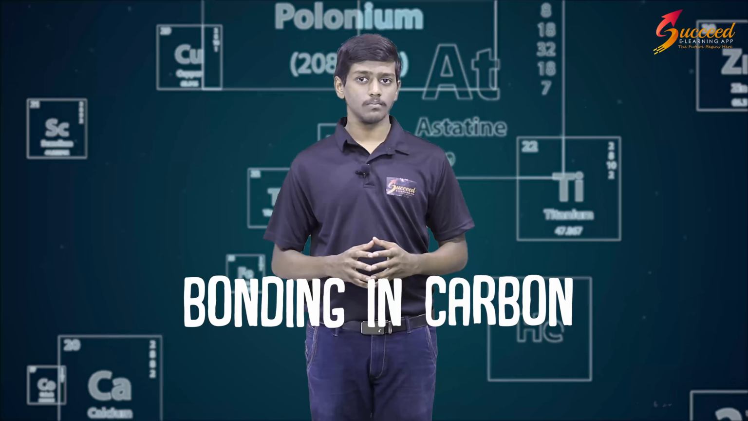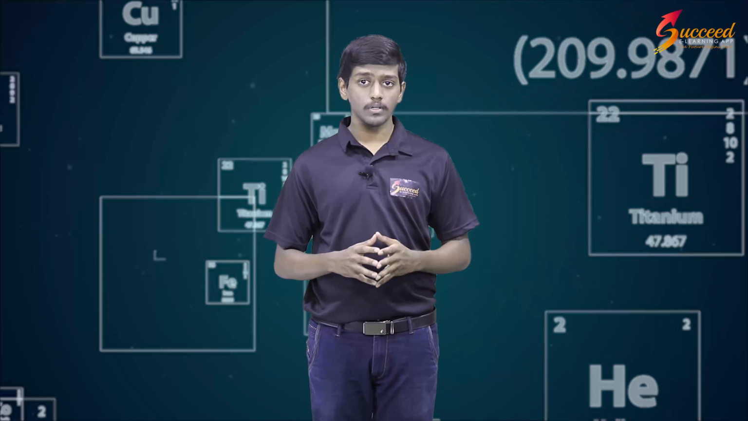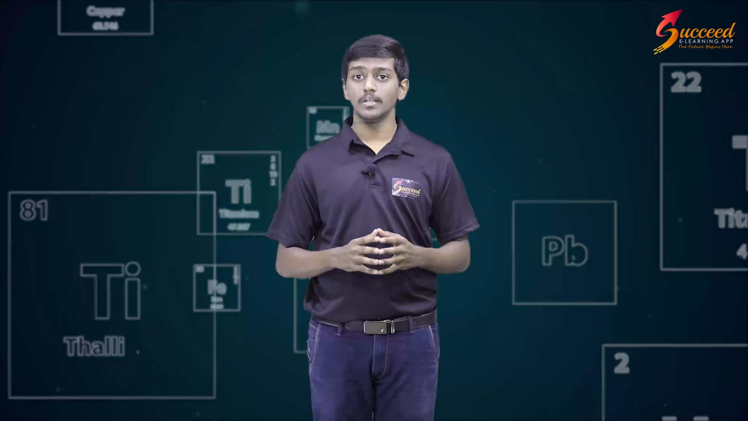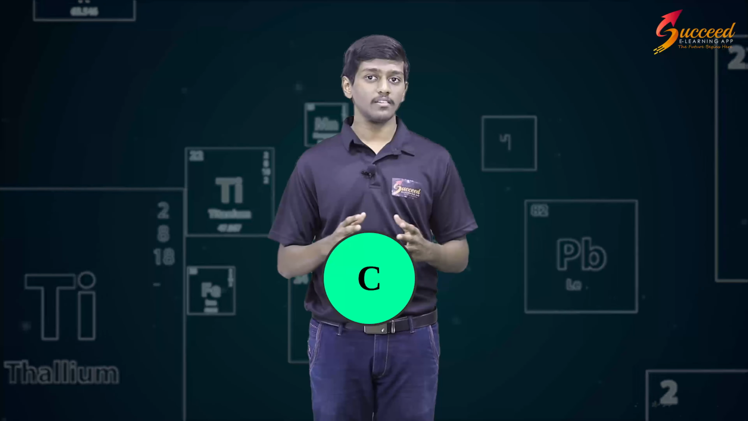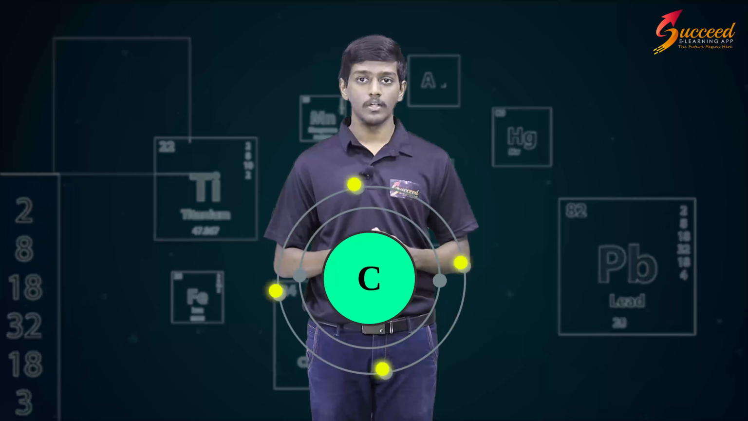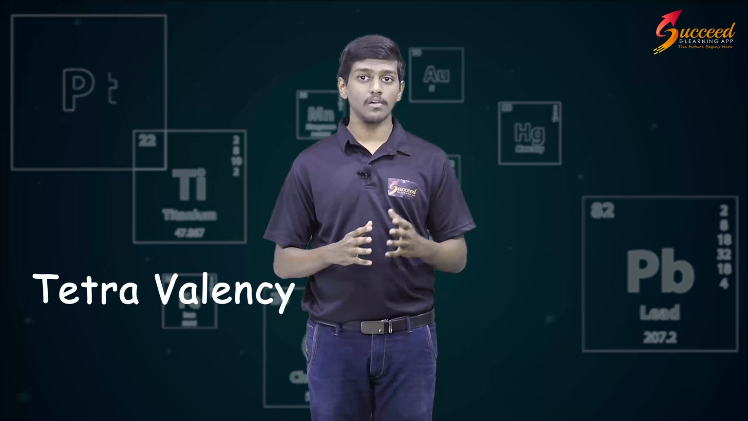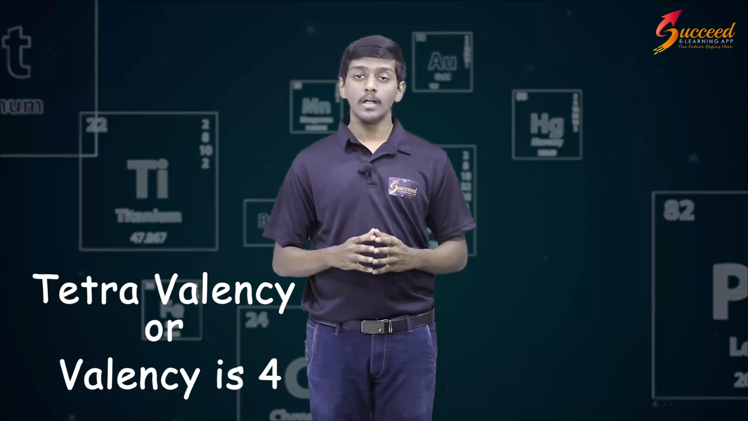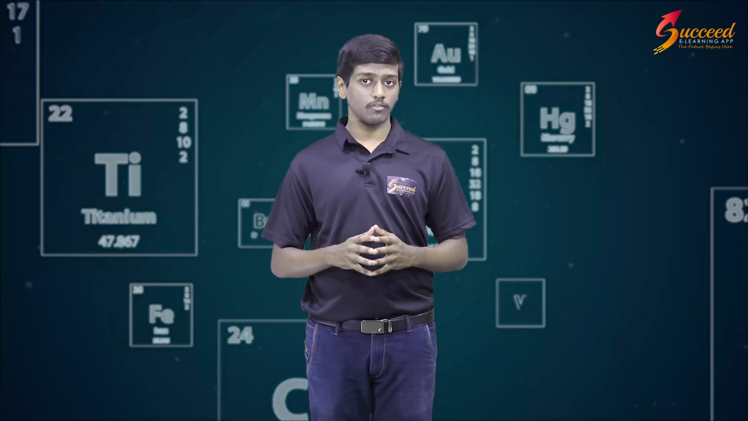Bonding in carbon. Do you know what is the electronic configuration of carbon? Do you know what is the valency of carbon? Yes, the atomic number of carbon is 6, and we can see that the outermost shell contains 4 electrons. So, we say that it is tetravalent or valency is 4. The electronic configuration of carbon looks something like this.